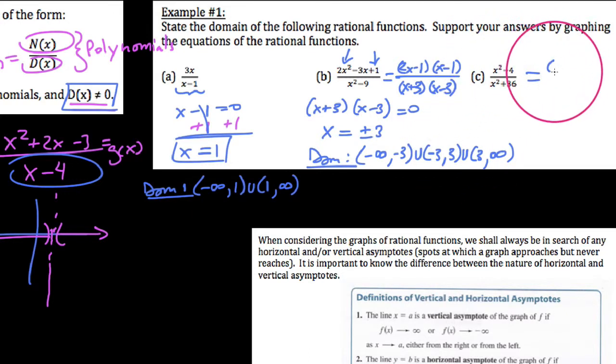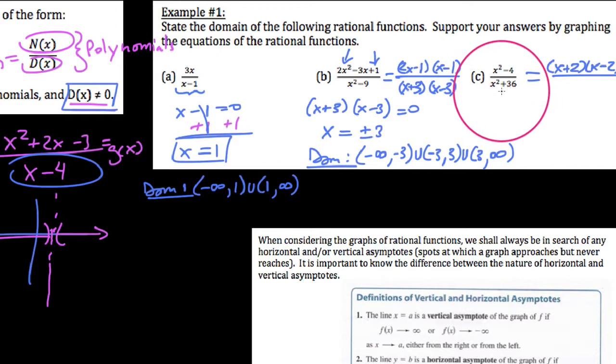And last but not least, this is like one of my favorites here. If we factor the top and the bottom, I get on top x plus 2, x minus 2. But in the basement, we say, well, this is a sum of two squares. So, of course, sums of squares don't factor. So this is just stuck as x squared plus 36. So nothing cancels on top and bottom. That's kind of an important thing here.